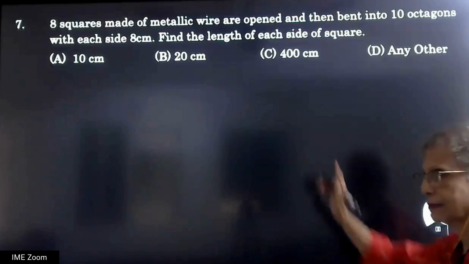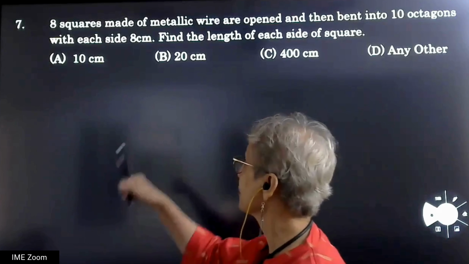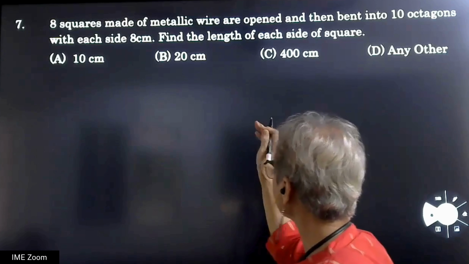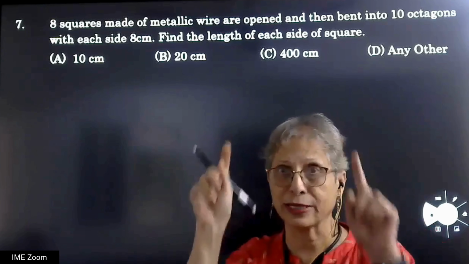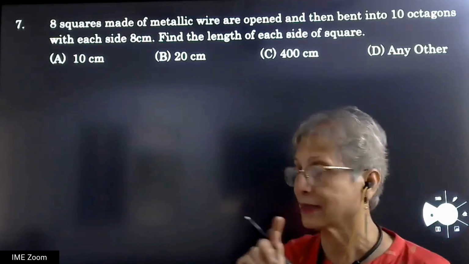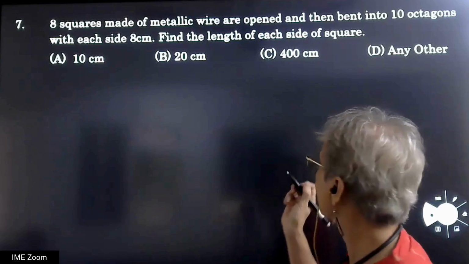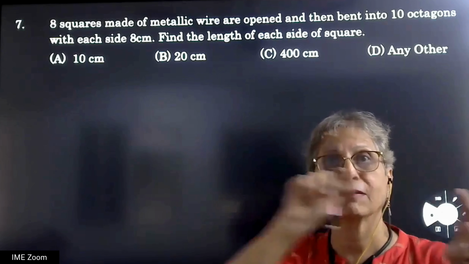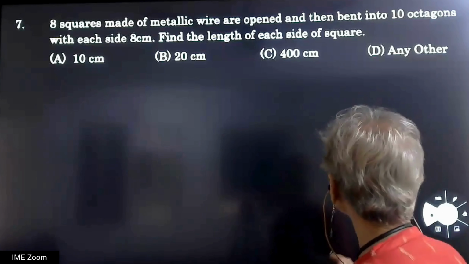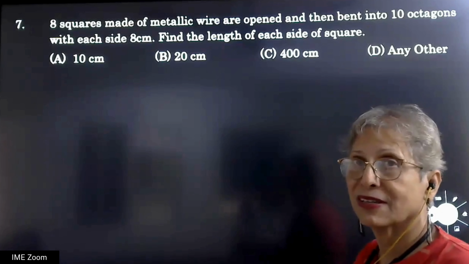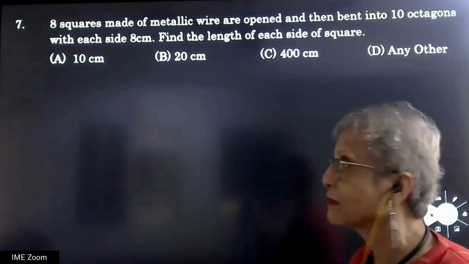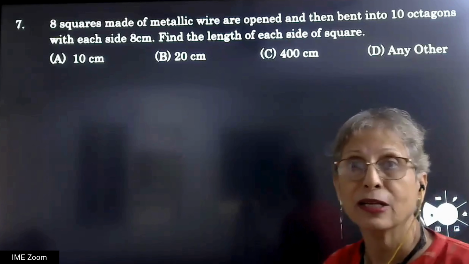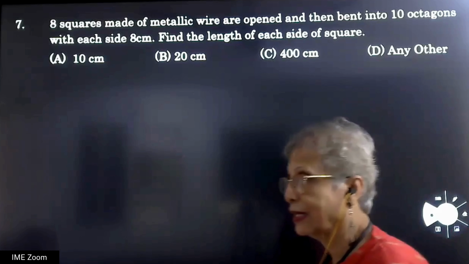Okay. Look here. It is given 8 squares made of metallic wire are open. There are 8 squares made of metallic wire. That wire is open. That square is made into a straight wire. Okay. And then bent into 10 octagons. They are again converted into octagons, okay, with each side 8 centimeters. Then find the length of each side of a square. We don't know what is the length of each side.